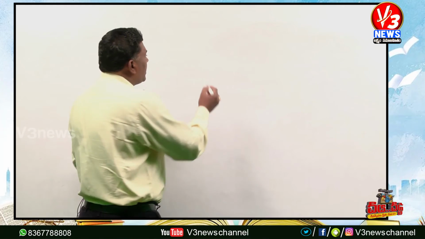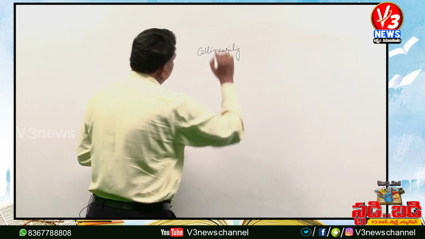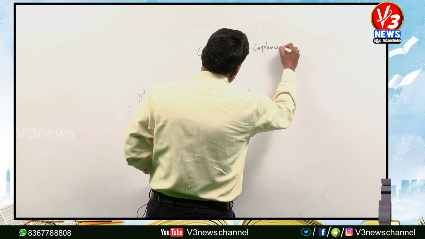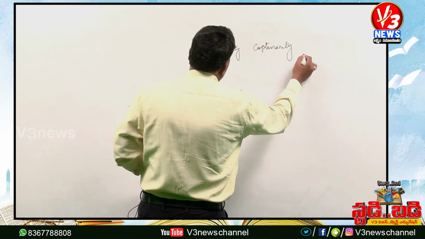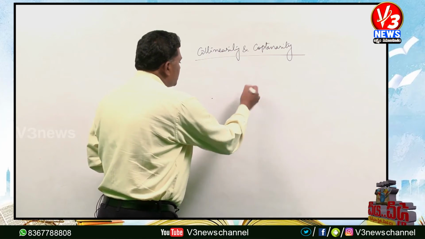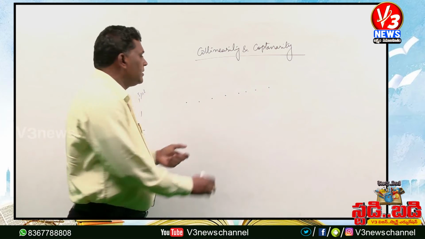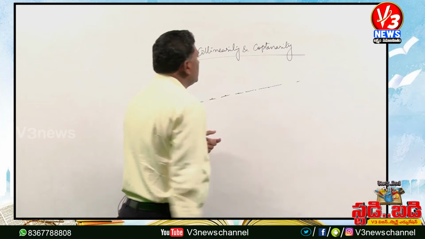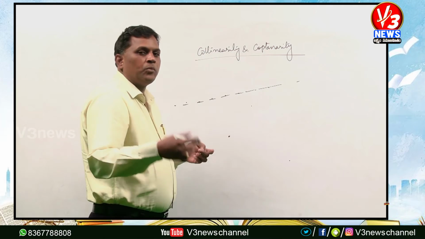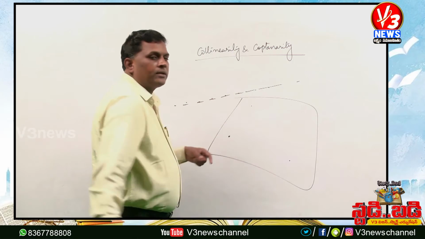This is a very important case. You know collinearity and coplanarity conditions. We know that if 3 or any number of points are lying on a straight line, we can take them as collinear. And if 3 or more points are lying in a plane, we can take them as coplanar.